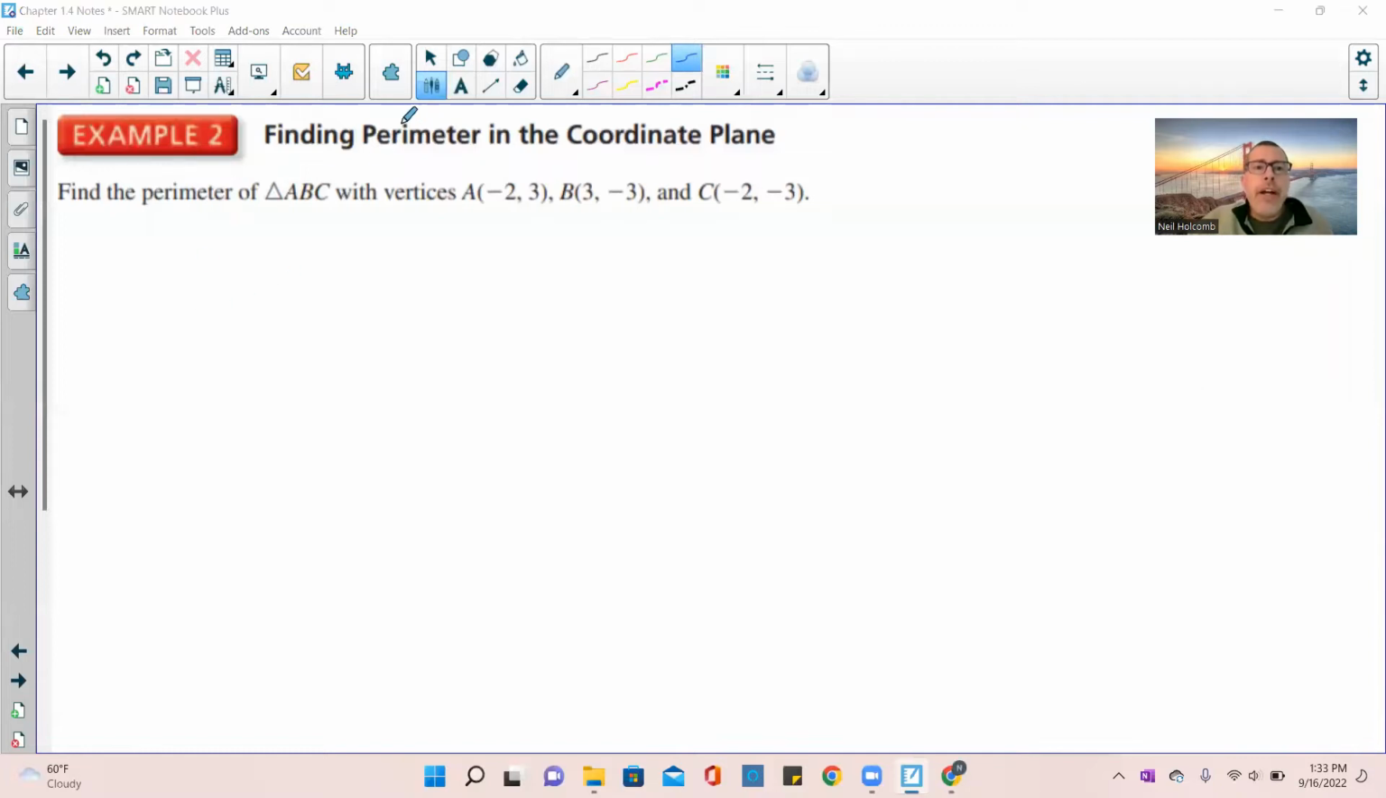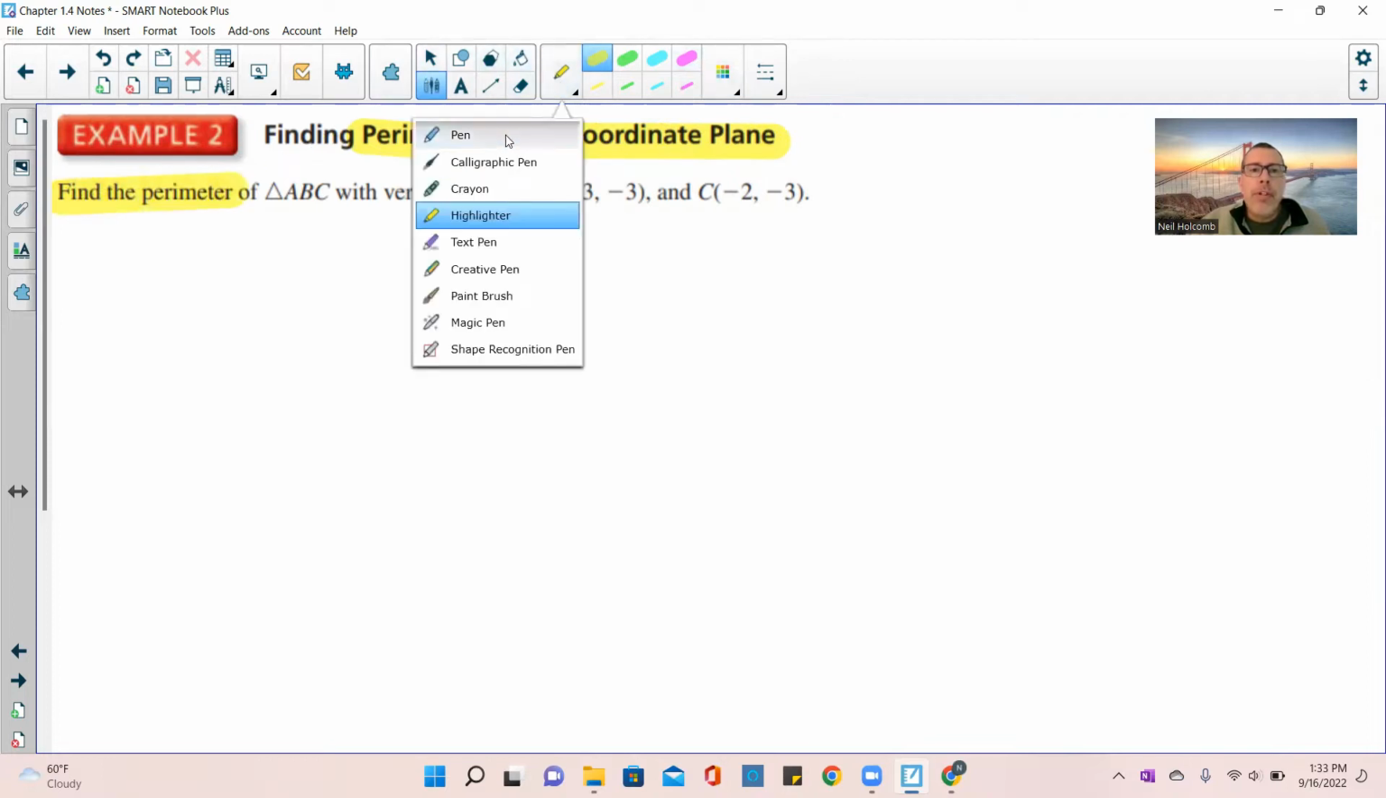Okay, example 2, finding perimeter. Perimeter in the coordinate plane. It says find the perimeter of triangle ABC with these 3 vertices. So we're trying to find the perimeter.